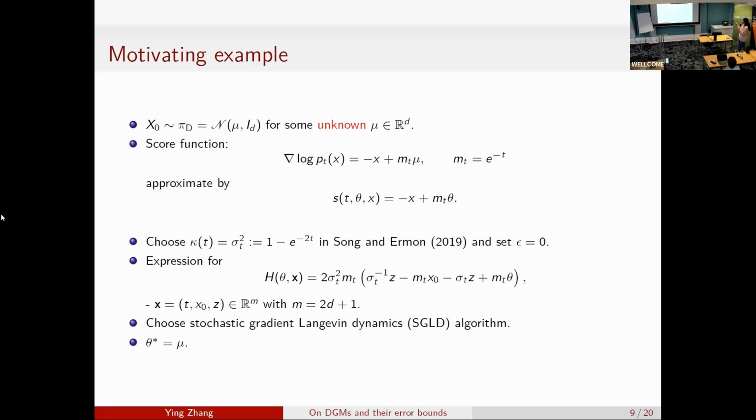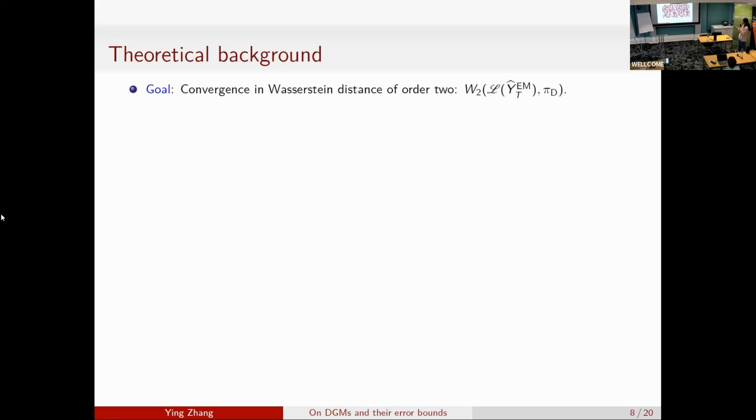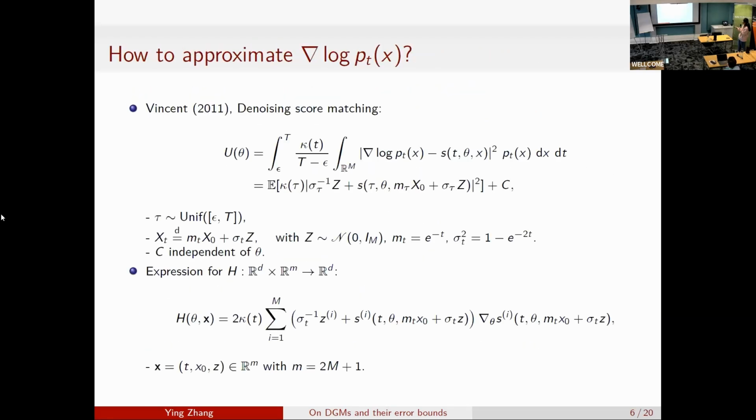Then what we do is that we plug this expression back into the optimization problem, into the objective function. And there, because we have the weighting function here, we choose this weighting function kappa to be sigma t squared, as in the paper by Song and Ermon. So as a result, after calculations, we can see that in this specific case and with the specific choice of kappa, everything is well defined when epsilon is 0. So we don't need this early stopping in the optimization procedure, neither in the sampling procedure.